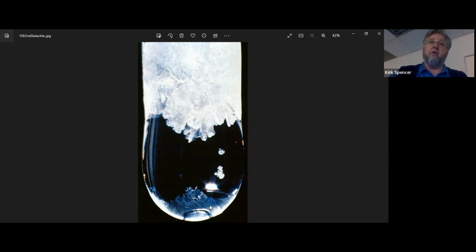Stalagmites grow from the floor, so stalactites have to hang tight to the ceiling while stalagmites grow up from the floor. Eventually they connect and form columns.